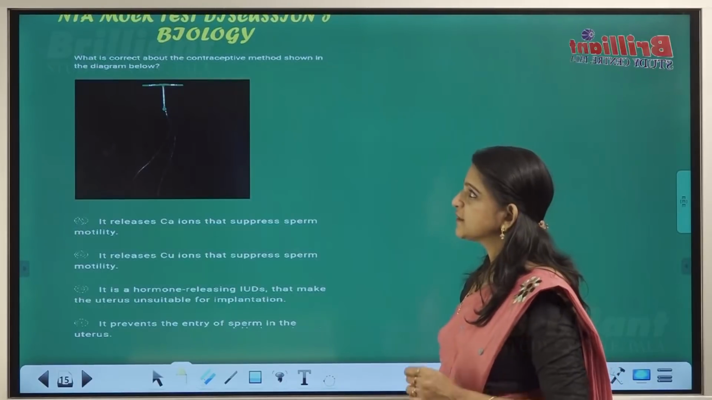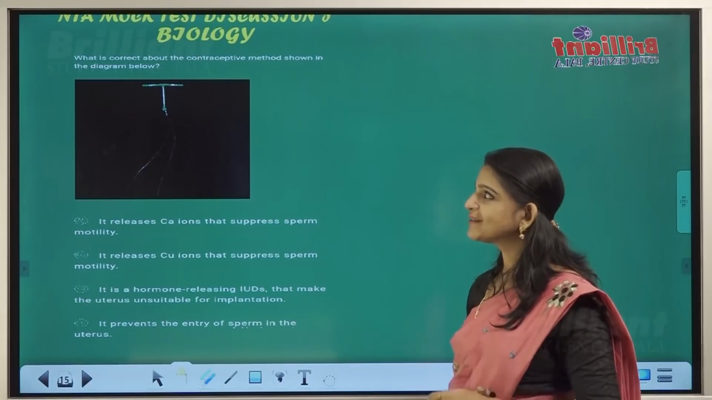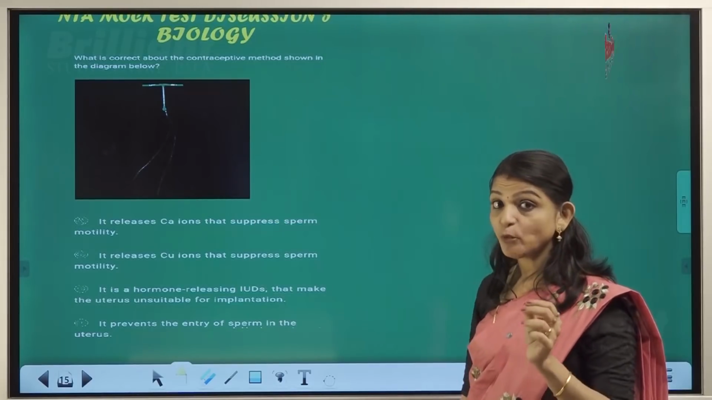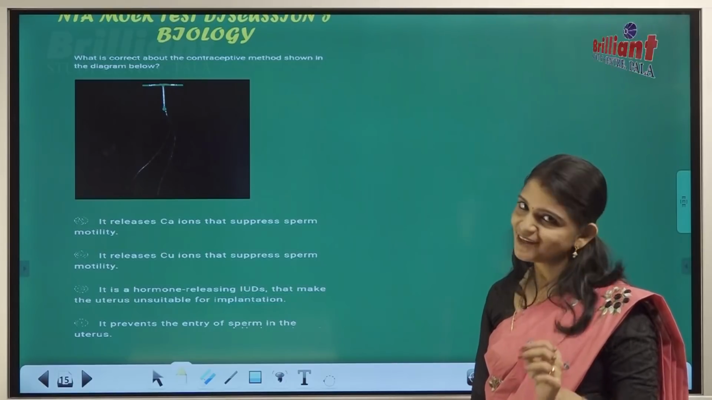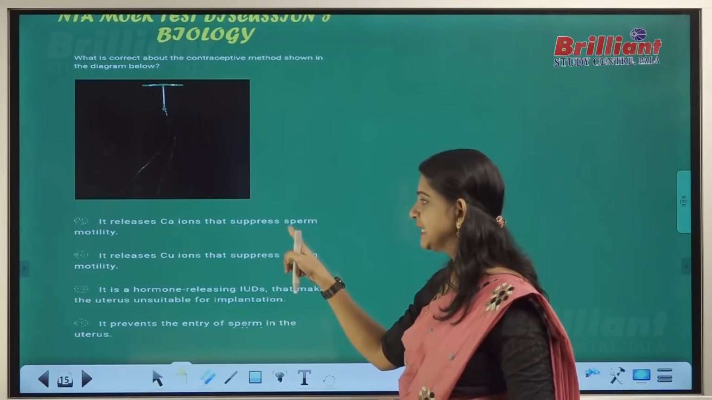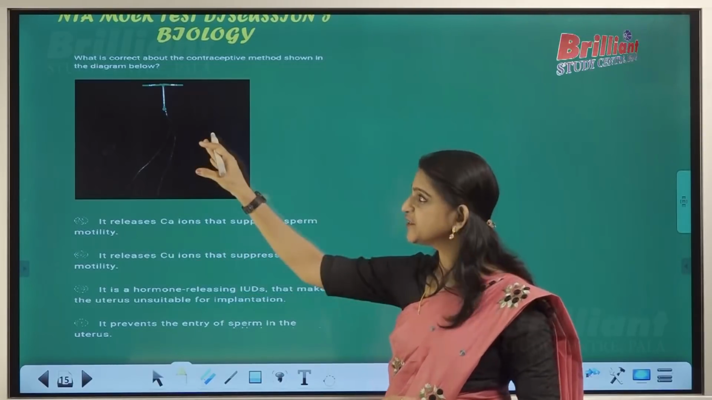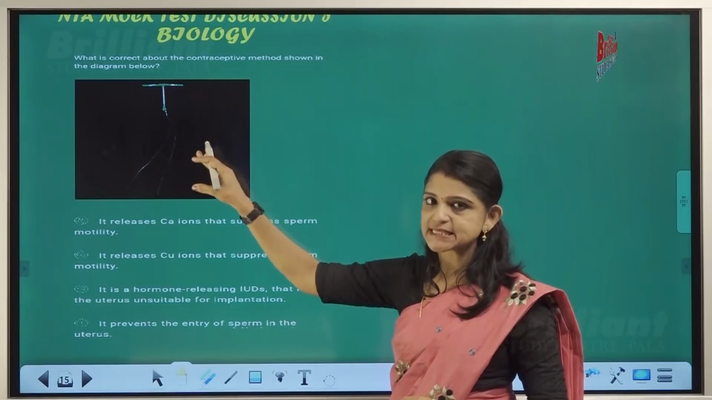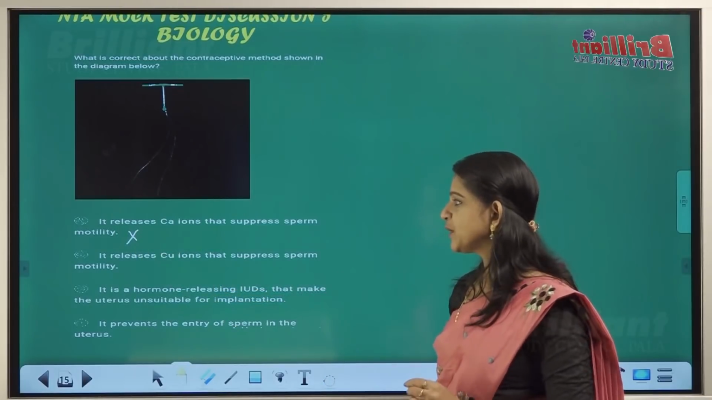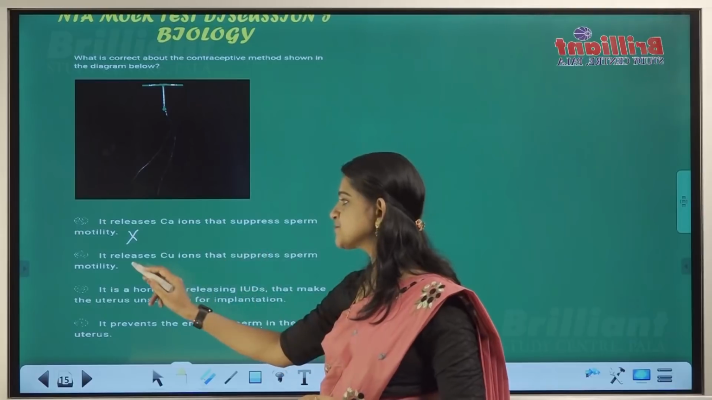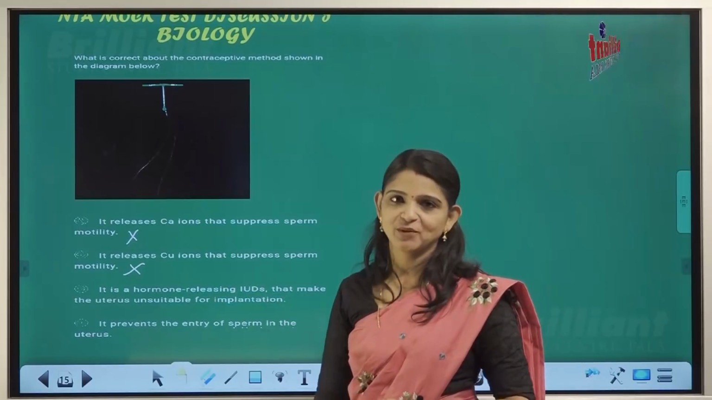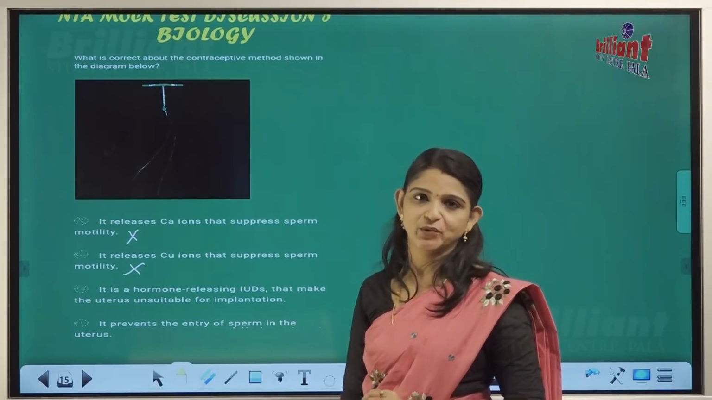Next one. What is correct about the contraceptive method shown in the diagram below? When you see the picture, you can understand that it is a hormone releasing intrauterine device. Let us look into the options first. It releases calcium ions that suppress sperm motility. You know that this figure is a hormone releasing IUD. So this option is not correct. Next one, it releases copper ions that suppress sperm motility. As it is a hormone releasing IUD, it won't release copper ions. Copper ions are released by copper releasing IUDs, right?